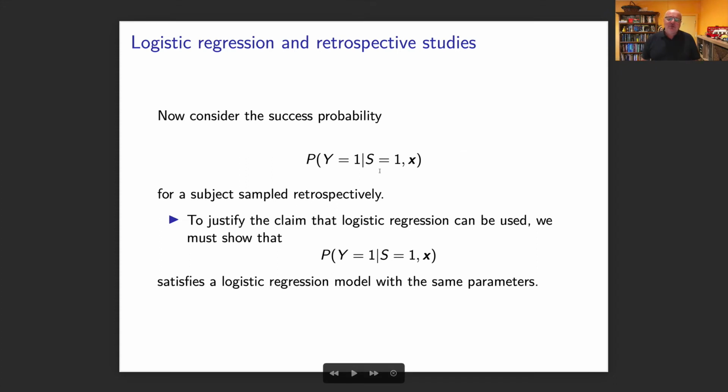What we want to know is the probability of success given your predictors, taking into account that you're sampled. So we've added in this extra sampling. What we'd like to do is show that this gives us a logistic model, the same as before. Now, I'm not going to go through all the steps of this.